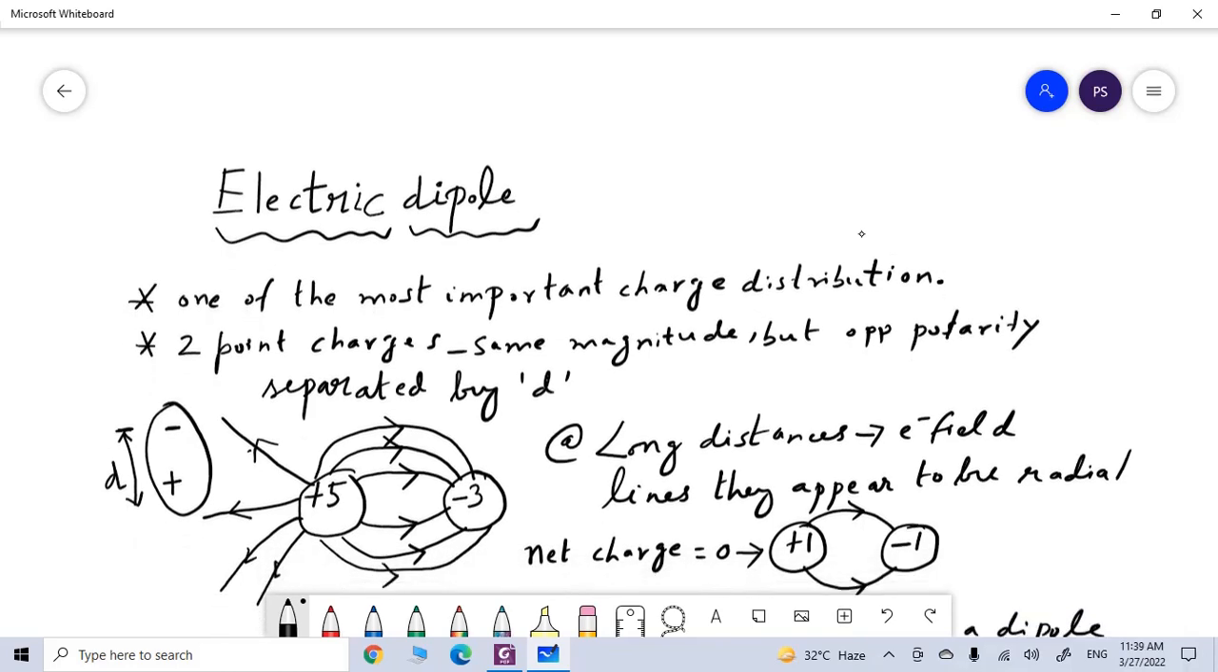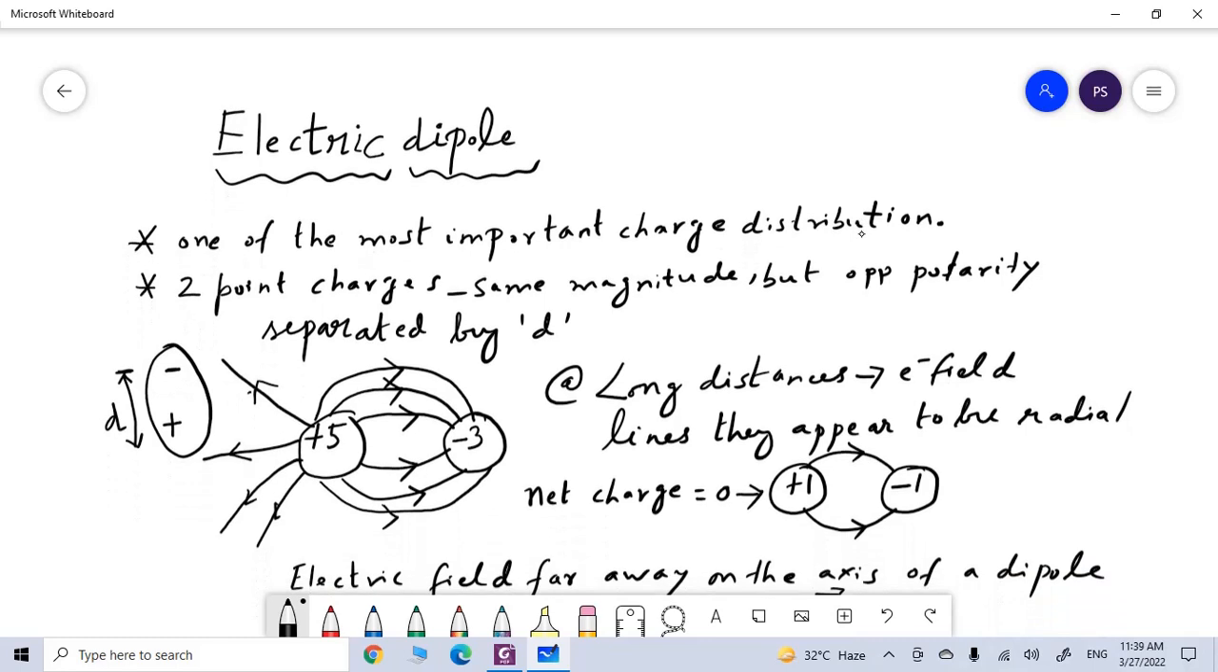You can see here the map of an electric dipole. You have a positive charge which is plus 5, and a negative charge which is minus 3. These are the electric field lines. The electric field lines originate from the positive charge, because that's the convention, and they end on the negative charge. Now if you carefully look at these field lines, you can observe one thing.